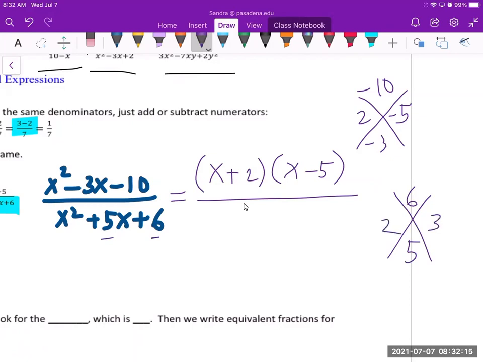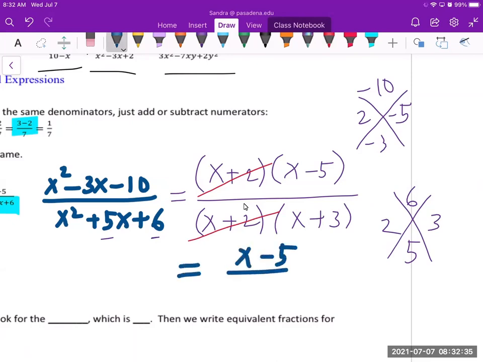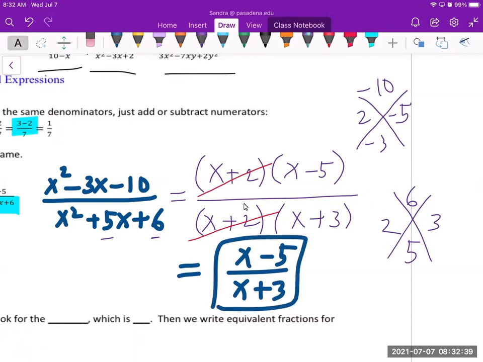Okay, so that will give me whatever I want. So this will be x plus 2 over x plus 3, I'm sorry, times x plus 3. Then you can see that we can actually simplify this out because these two divide out. And so then my final answer in a simplified form is x minus 5 over x plus 3. And this will be considered to be your answer.